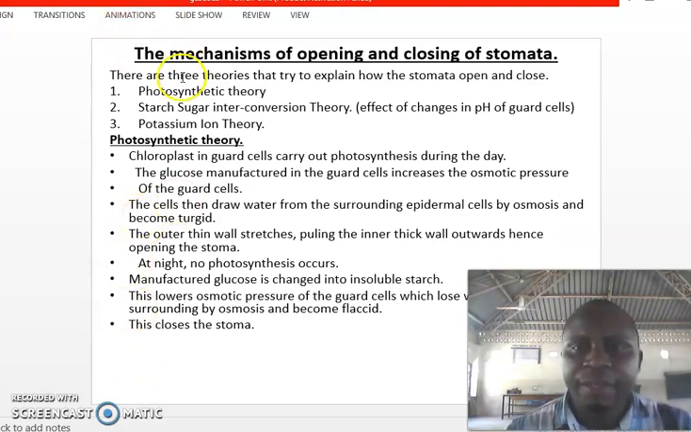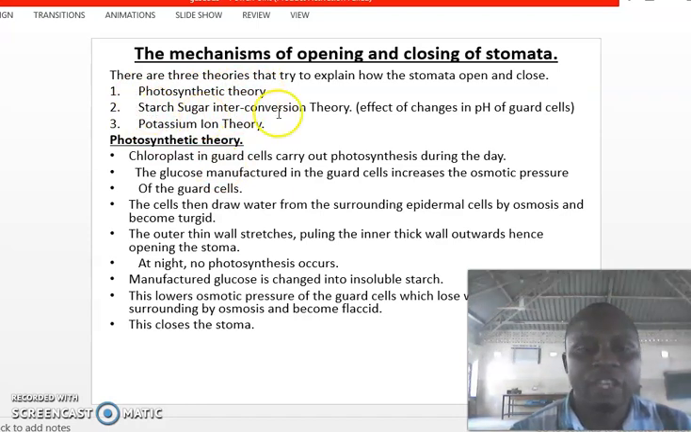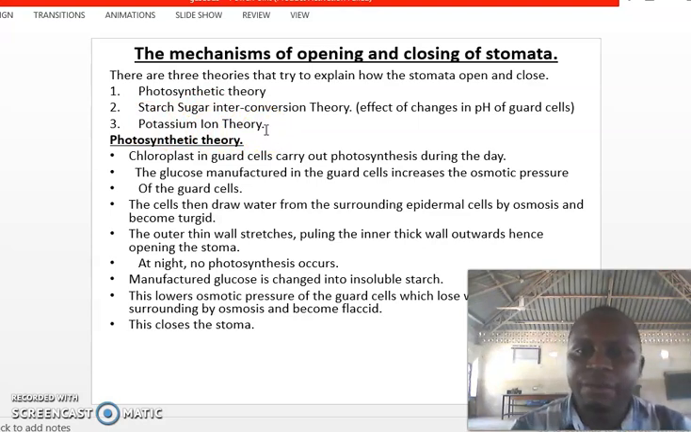Now, we have three main theories that try to explain how stomata close and open. We shall discuss the three of them. To name them, number one, photosynthetic theory; number two, starch to sugar interconversion theory; and number three, potassium ion theory. These are the three theories that can be used to explain how the guard cells open and close. Now let us begin with the first theory.